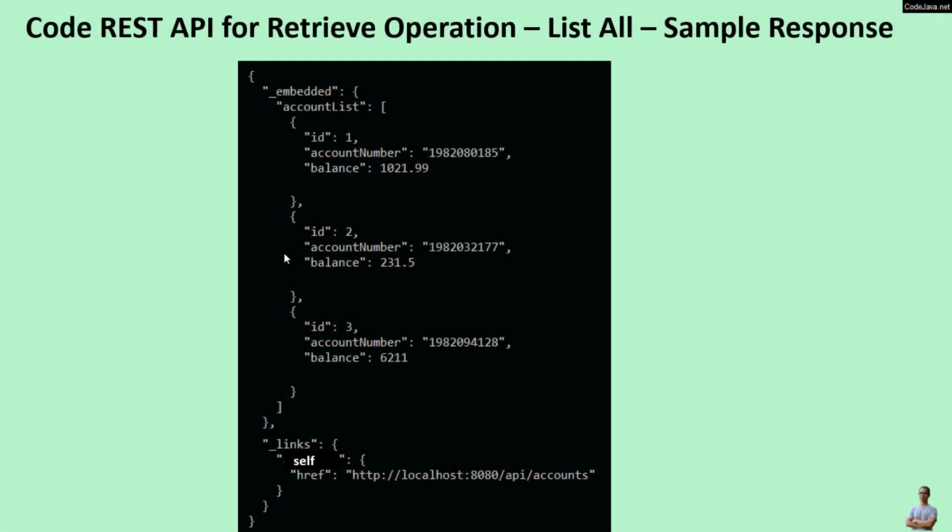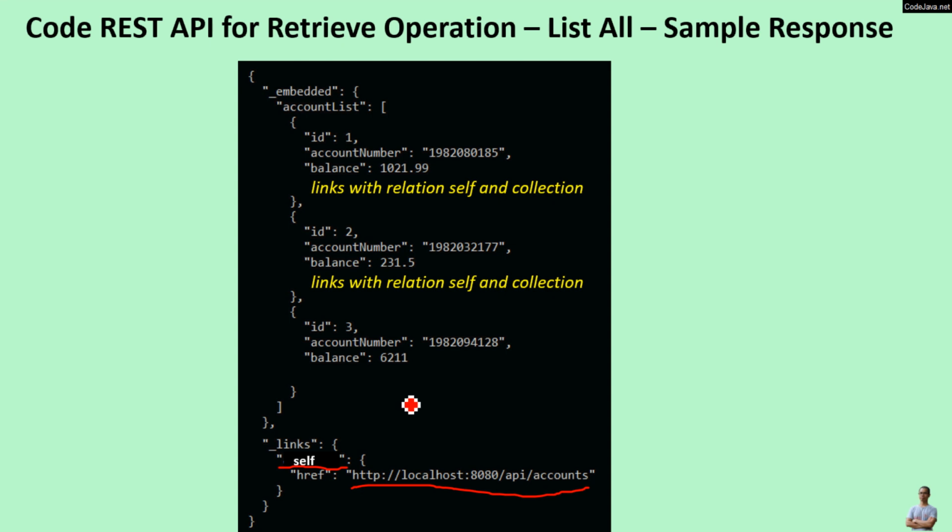Next, let's use the Spring HATEOAS API to update the data returned by the REST API for the retrieve operation, list of accounts. We add a link with relation self for the collection itself. You see the URL pointing to the collection itself here. And for each account information in the list, we add links with relation self and collection to each account in the list.